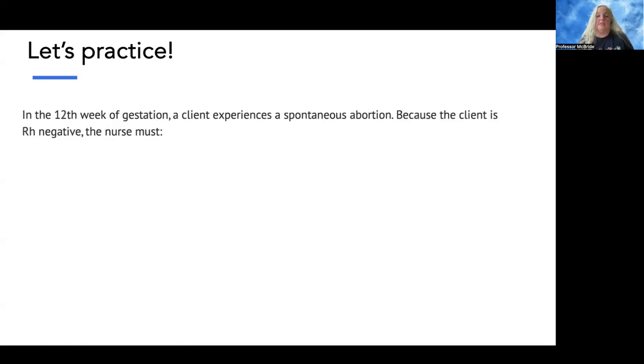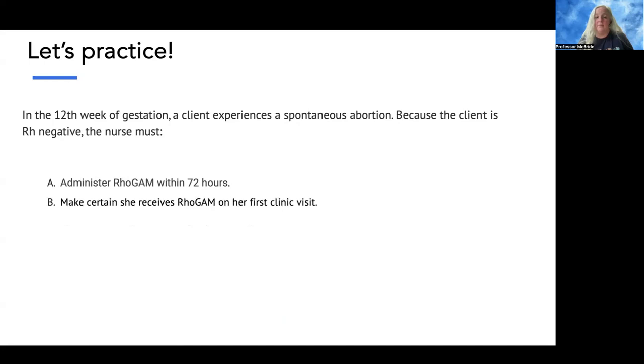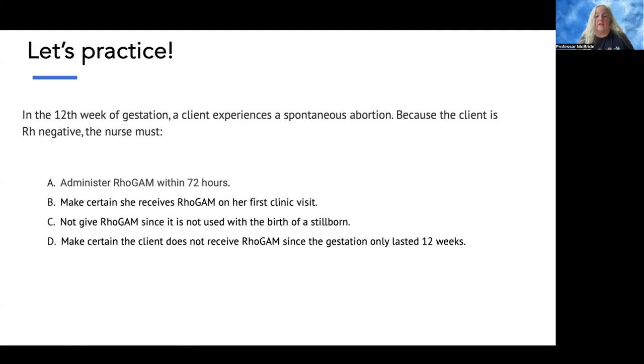In the 12th week of gestation, a client experiences a spontaneous abortion. Because the client is Rh negative, the nurse must administer RhoGAM within 72 hours, make certain she receives RhoGAM at her first clinic visit, not give RhoGAM since it's not used with the birth of a stillborn, or make certain the client does not receive RhoGAM since the gestation only lasted 12 weeks.